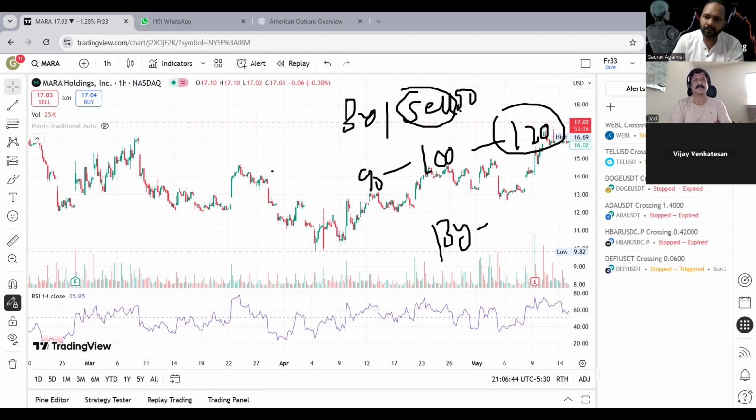So for swing, you can directly use the GTT order to place your target and stop loss also.